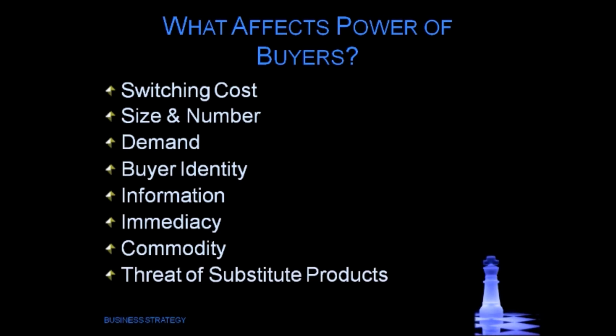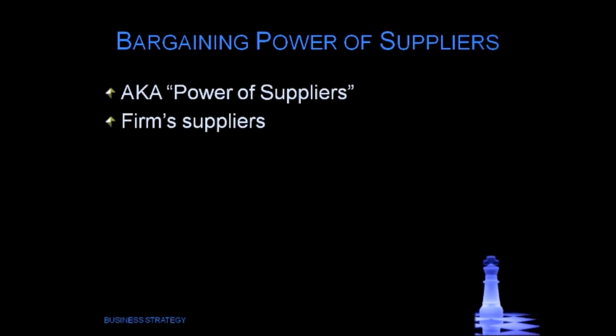And the threat of substitute products. When the threat of substitute products is high, the power of buyers is high. The bargaining power of suppliers. Now remember, these are the firm's suppliers, also known as the power of suppliers.